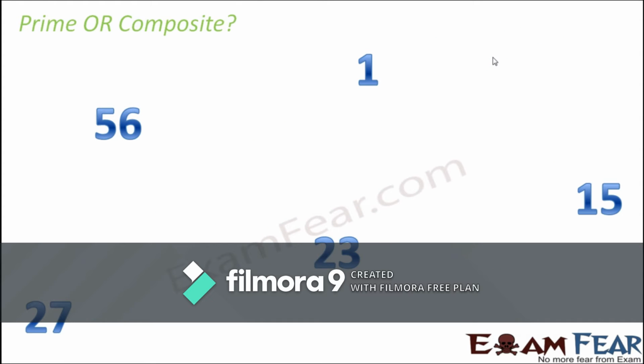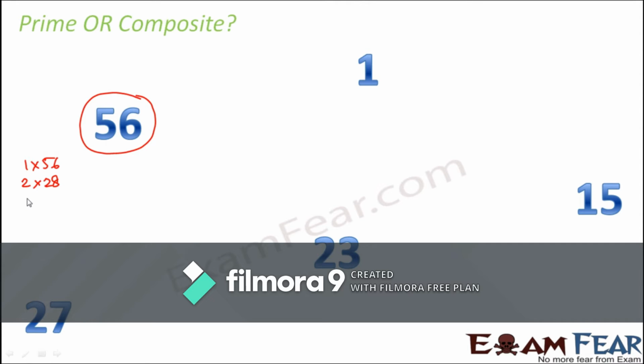So let us look at these numbers on the screen and decide whether each is a prime or a composite number. Let us start with 56. What are the different ways we can write 56? It can be written as 1 into 56. It can be written as 2 into 28.